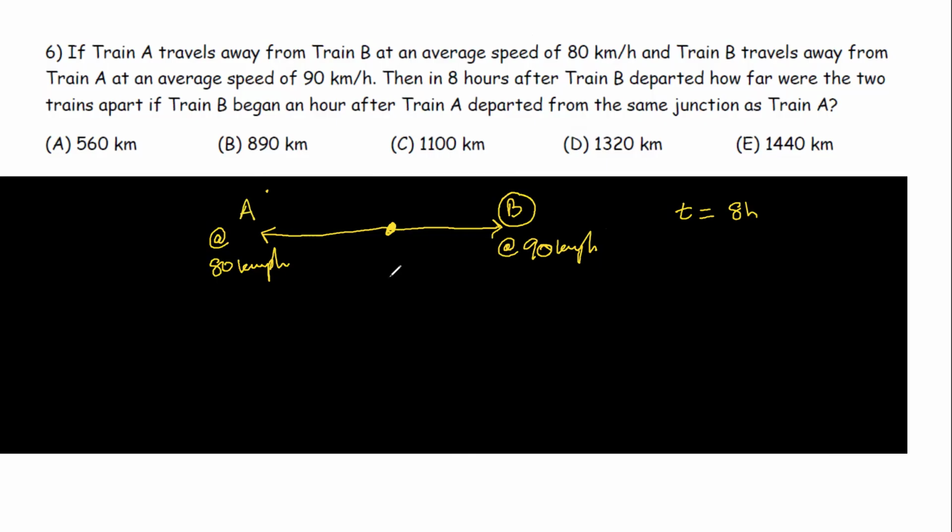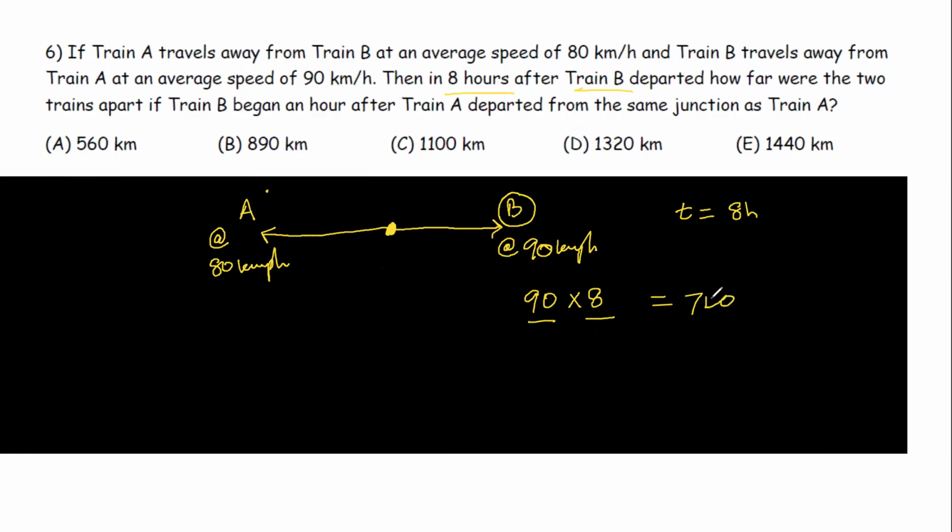So out here, A has already traveled 80 kilometers in 1 hour. So A is already 80 kilometers away and B has not yet started. Now, in 8 hours after train B departed, we first find out in 8 hours what is the distance covered by B?